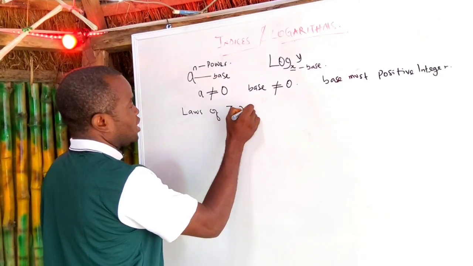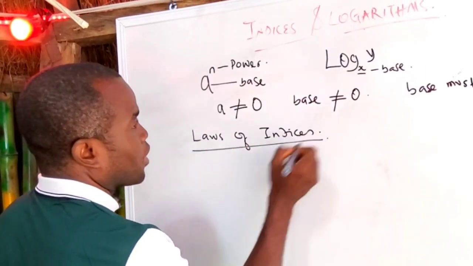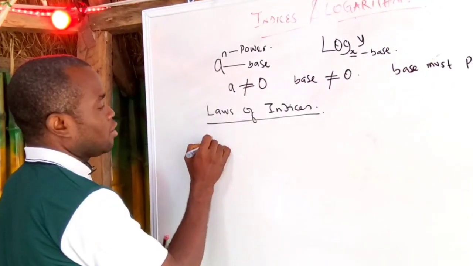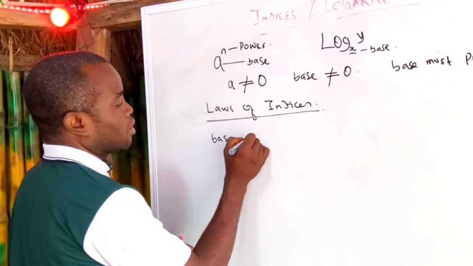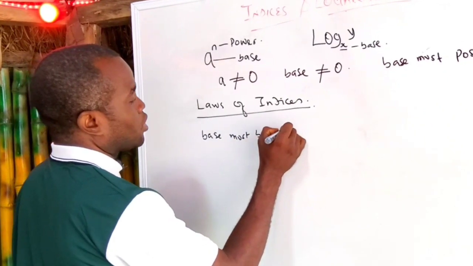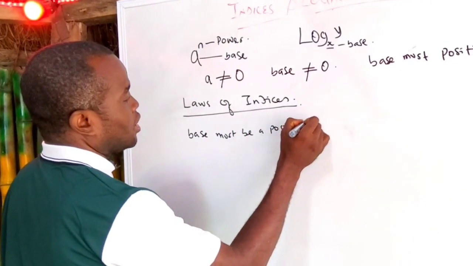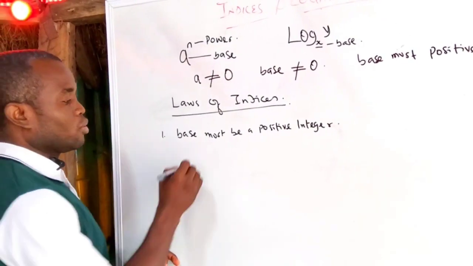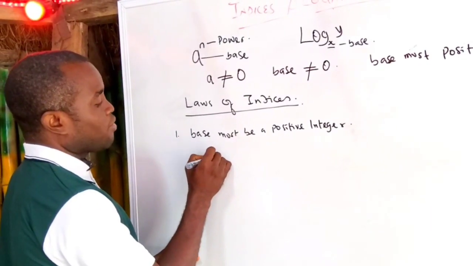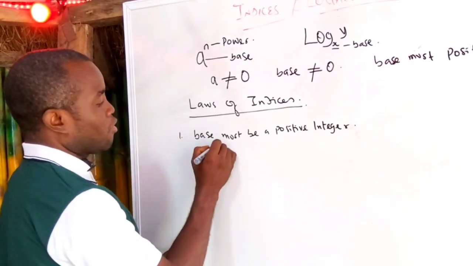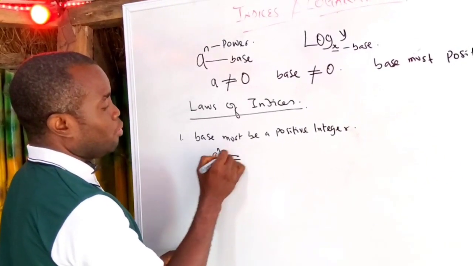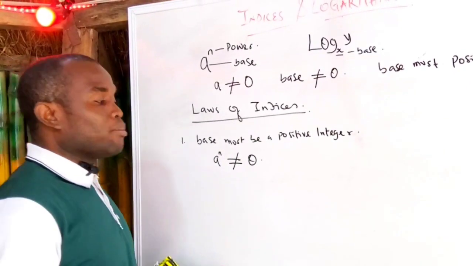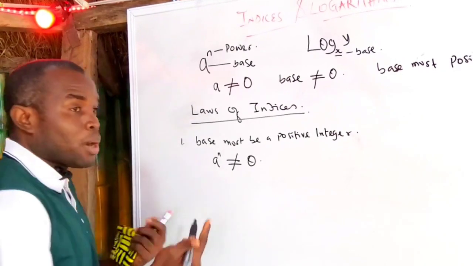Laws of indices. The first rule, like I said, every one of your base must be a positive integer. Let's consider that as the first rule, which simply means that if you have base of power n, your base here must not be equals to 0. But your power can be 0. There is no problem on that. Your power can be 0.